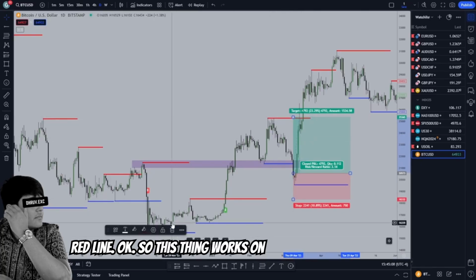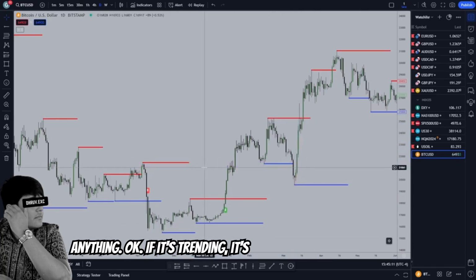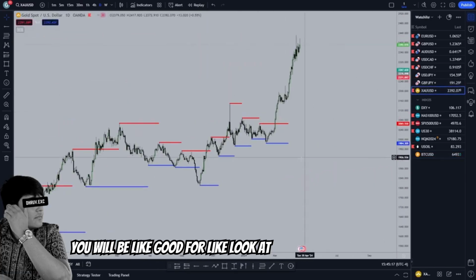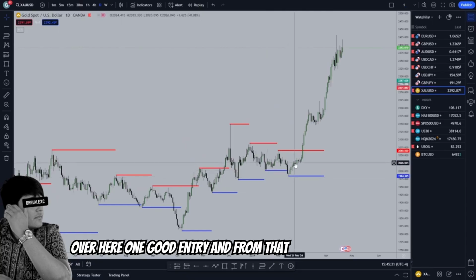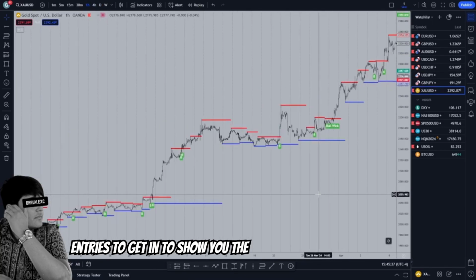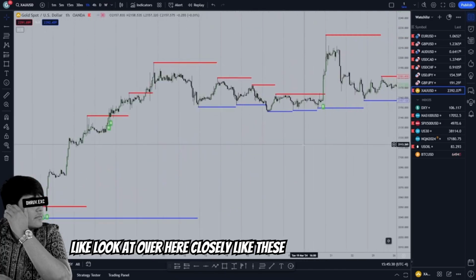Okay, so this thing works on anything. If it's trending, it's really good. If it's trending like gold, you will get one good entry, and you will be good for, look at over here, one good entry, and from that day it's going up and up and up. And on the 1-hour time frame, there were so many entries to get in. To show you, look at over here closely.